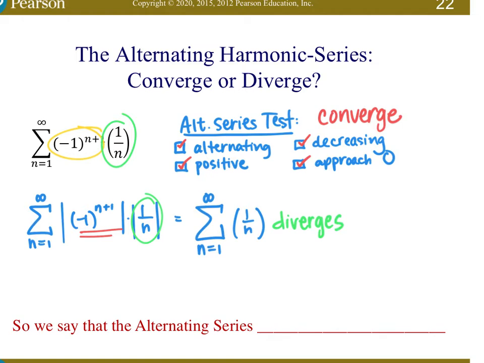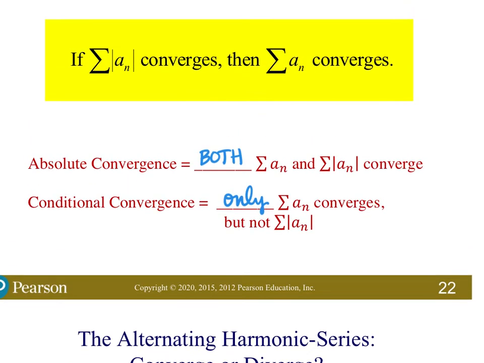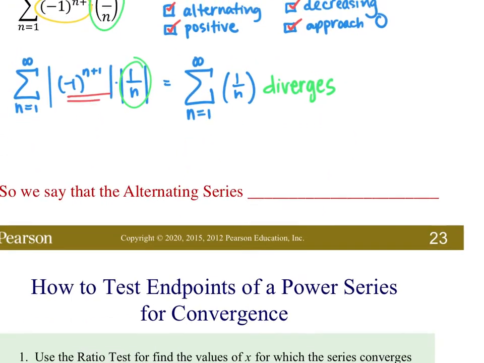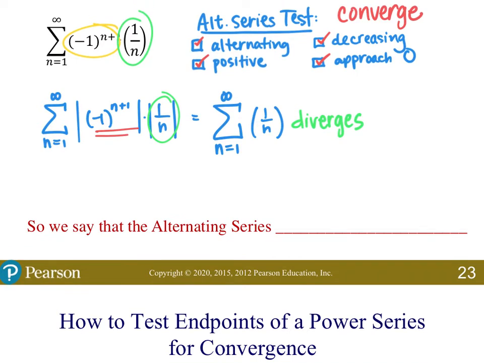And so since we have only one kind of convergence, it's just one and not both, so let's look back. We call that the conditional convergence. So we say it converges conditionally.